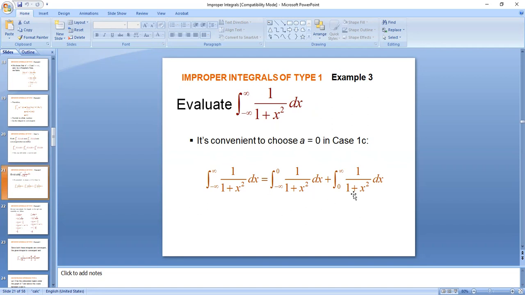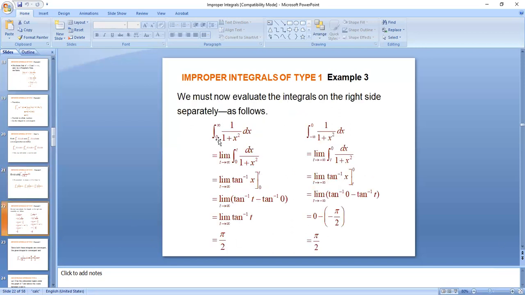So you just copy your functions and you have now two improper integrals to evaluate so that you'll be able to find the value of this third case under type 1. Now, this is what we did. We evaluate this; that's an arctan of x. This one also is an arctan of x. Next, you substitute the limits t and 0: t for the upper limit and 0 for the lower limit. You substitute it to your answer.